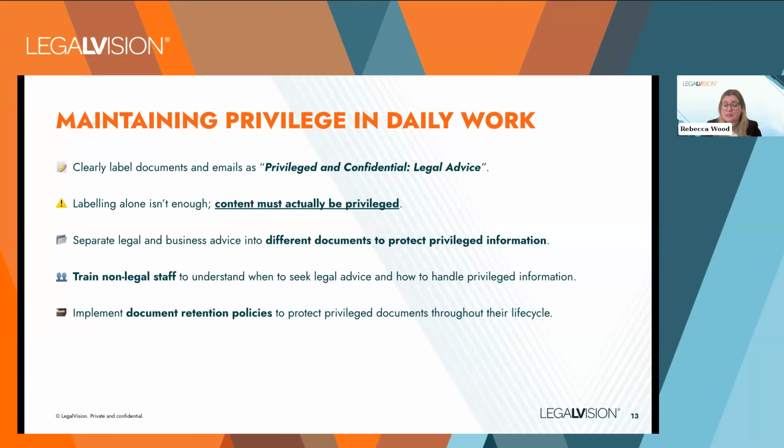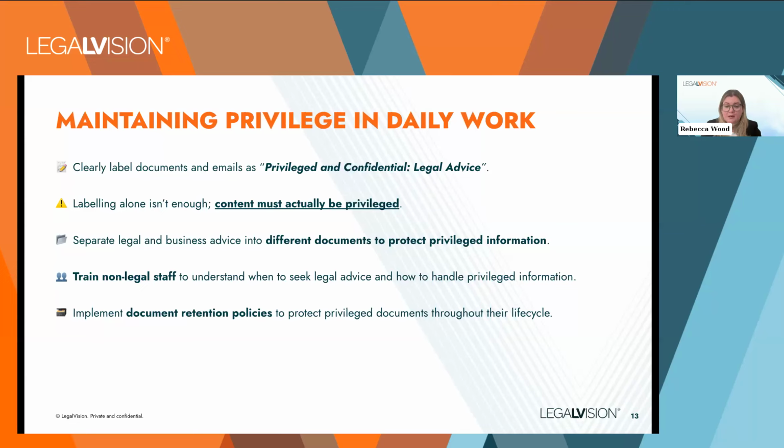So where possible, separate legal and business advice into different documents. This makes it much easier to protect the privileged content that you're producing, particularly if you need to later disclose the business advice. You don't want to also be disclosing and inadvertently waiving privilege, which we can talk about a little bit later.